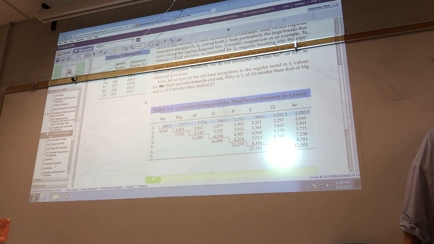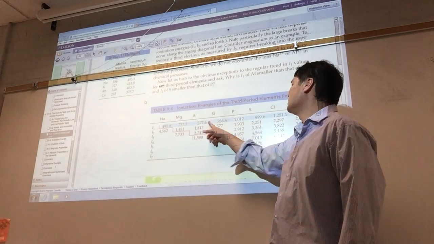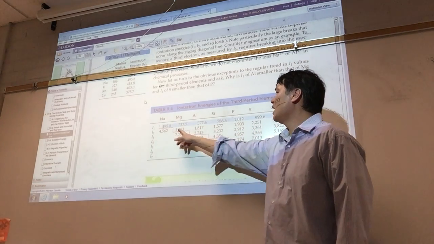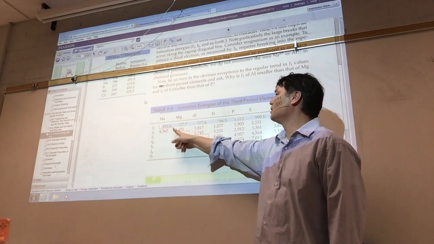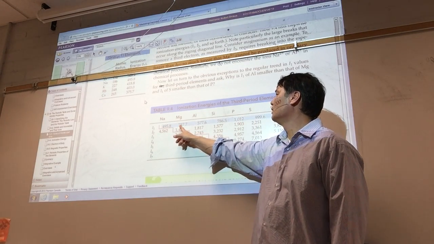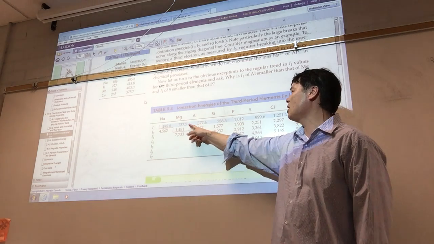Yeah, Z effective. Z effective increases in the same shell with the electrons. And so the size decreases this way. And therefore, the ionization energy should increase this way. Except we see an exception here. Take a look. It increases, and then from magnesium to aluminum it actually drops. Why?